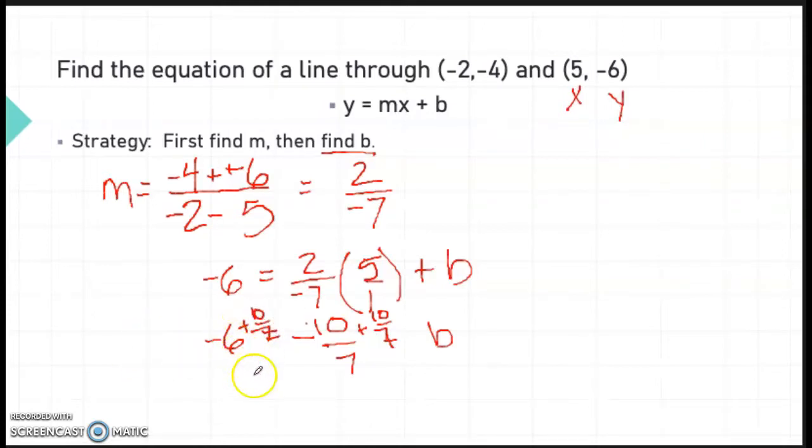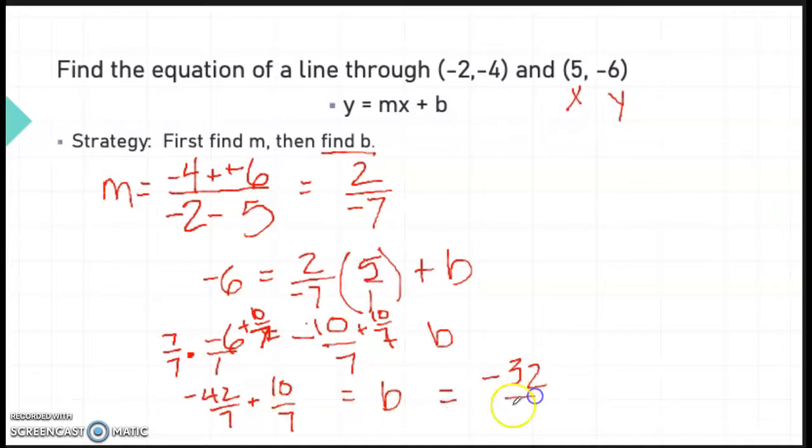I have to change -6 into a number with 7 in the denominator, so I can add it to 10/7. So -6 over 1, I would multiply it. I want 7 in the denominator, so I'm multiplying by 7 over 7. Now I have -42/7 plus 10/7 equals b. And so I'm adding -42 and 10, and so b is -32/7.